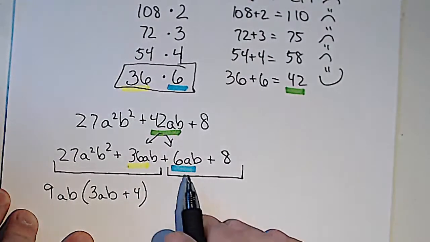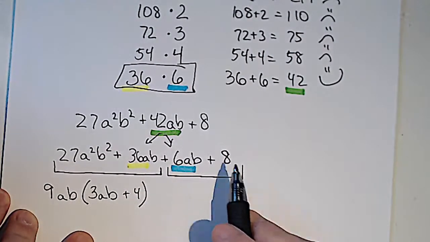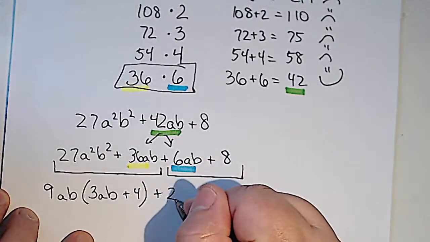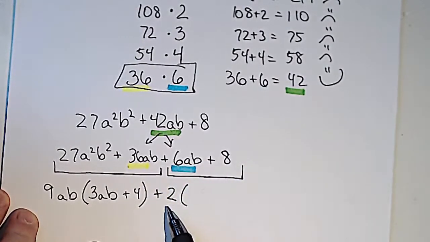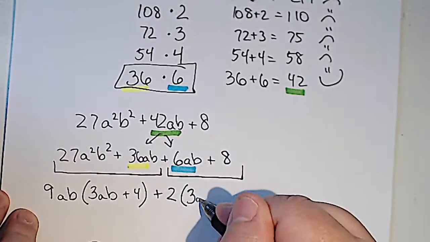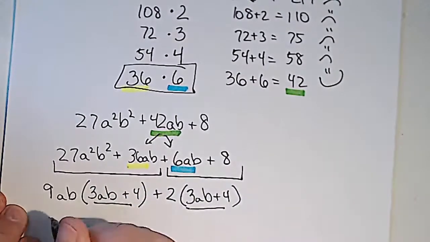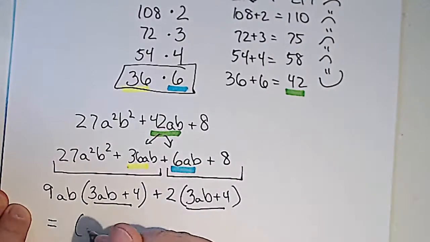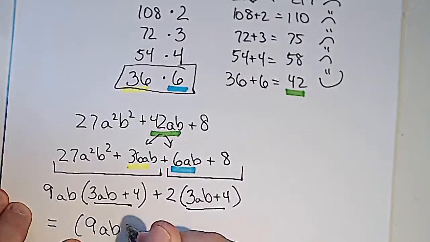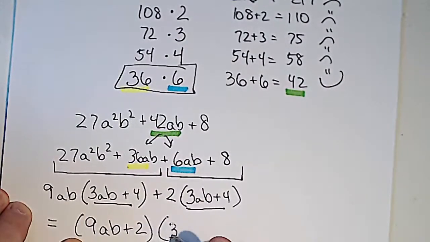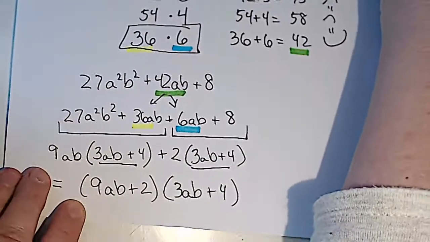Okay. Now over here, 6AB and 8, I think the only common factor is 2. So if I factor out 2, I get 3AB plus 4. Oh my goodness, look at this. These match. Life is good. I get 9AB plus 2 times 3AB plus 4. And you can even see it in the video. I'm very excited about this.